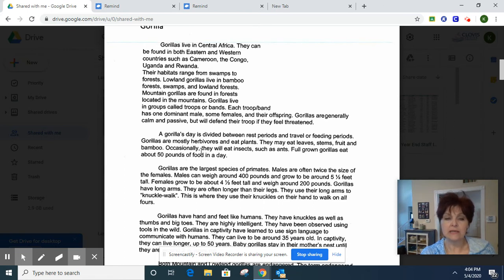A gorilla's day is divided between rest periods and travel or feeding periods. Gorillas are mostly herbivores and eat plants. They may eat leaves, stems, fruit, and bamboo. Occasionally, they will eat insects, such as ants. Full-grown gorillas eat about 50 pounds of food in a day. That's a lot.